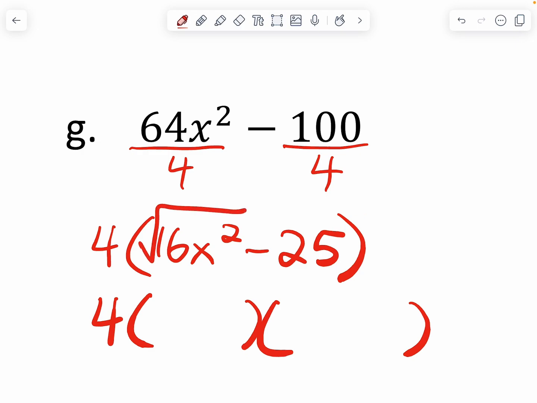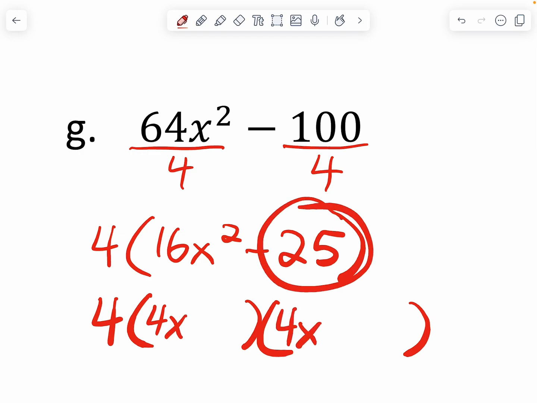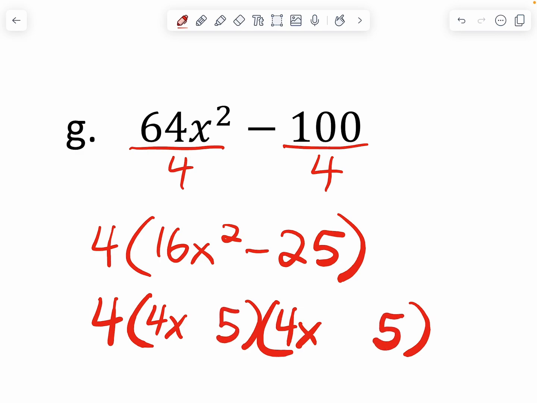What's the square root of 16x squared? Or what times what, that's exactly the same, gives me 16x squared? It would be 4x times 4x. What times what is 25? That's exactly the same, would be 5 times 5. And in order to multiply and get a negative, one must be positive, one must be negative.